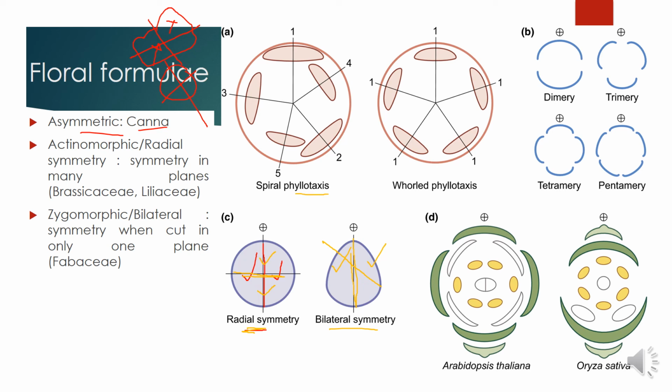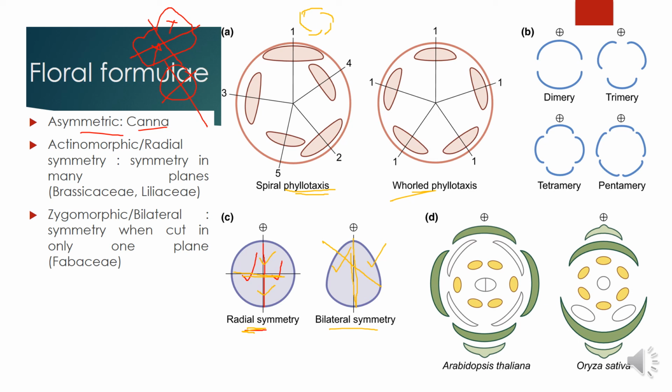Now here we see the phyllotaxy. The term phyllotaxy means the arrangement of the floral whorls. Here it is given only spiral and whorl, which is the most common form. The spiral, all the floral whorls are arranged like this. So this is the spiral and this is the whorl. So these are the most common phyllotaxy in the floral members.